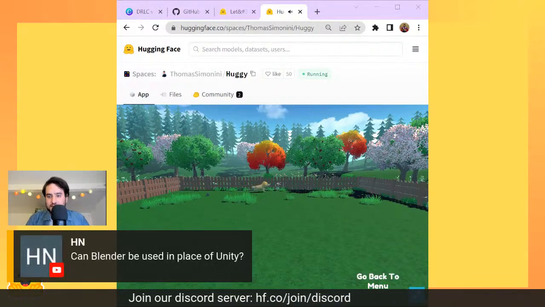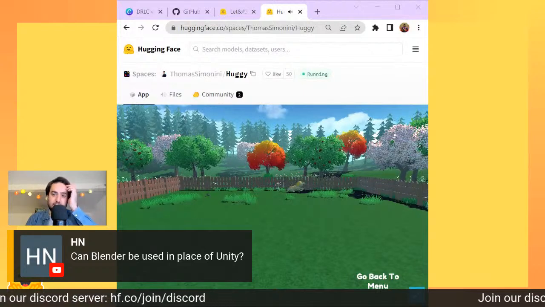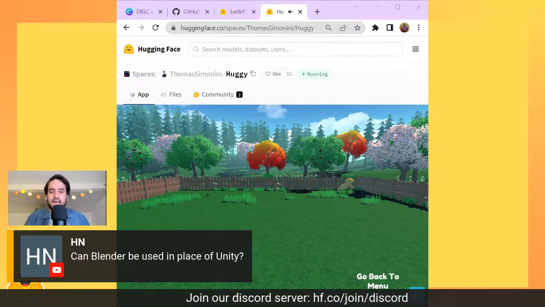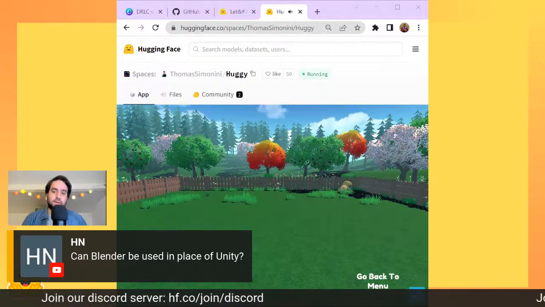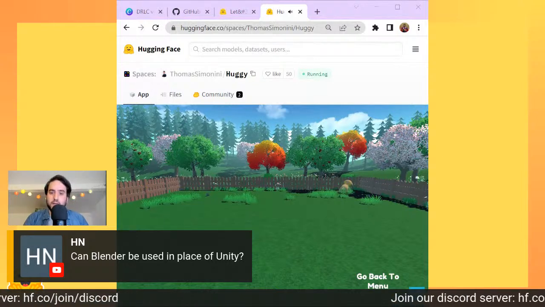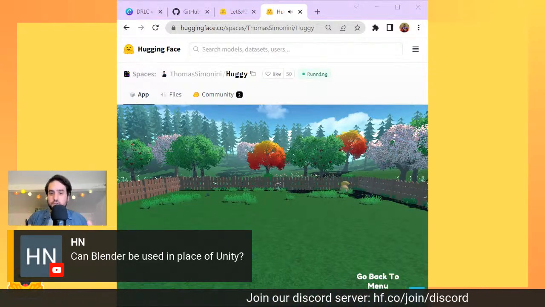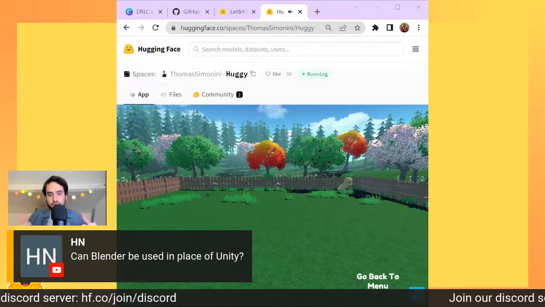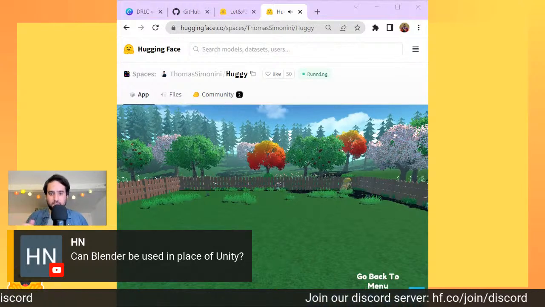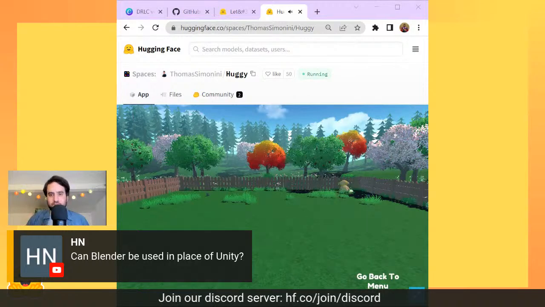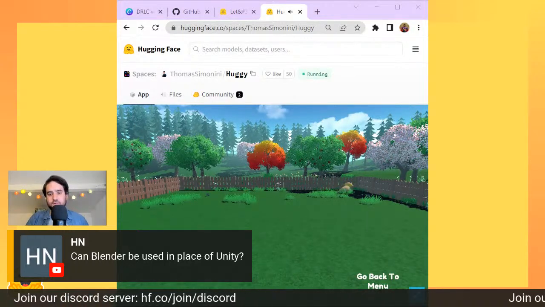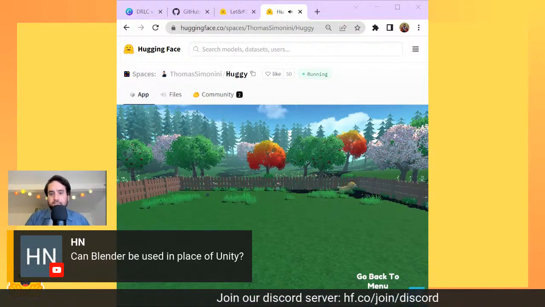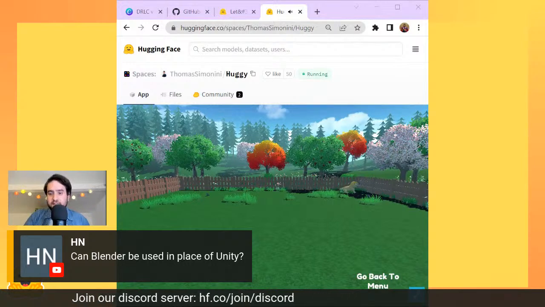Can Blender be used in place of Unity? Blender, as mentioned by Dev Francois, is not a game engine anymore. There was a part called Blender Game. Unfortunately, no, but we're working on a library called Simulate at Hugging Face, where you will be able to export your Blender scene as GLTF and run it in our Simulate library. We're going to speak a little bit about that during our course, but you can already go to Hugging Face Simulate and you will find this library. But yeah, Blender is not a game engine, but you can create 3D scenes with it.